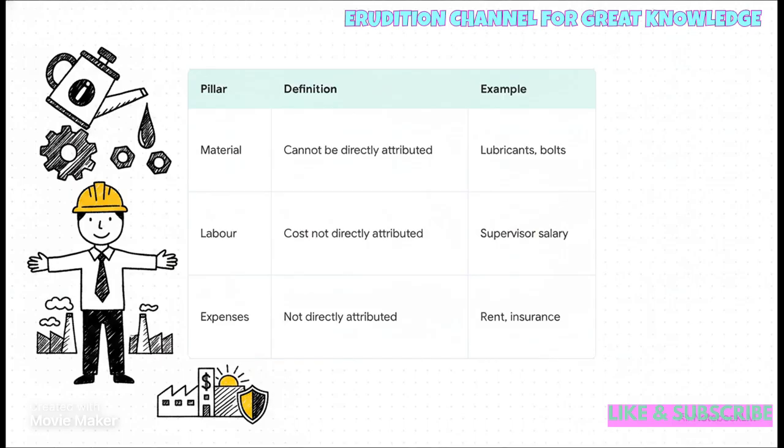For example, you can't trace the exact drops of machine lubricant to a specific widget, so that's your indirect material. A supervisor oversees the whole factory floor, so their salary is indirect labor. And factory rent? Well, that benefits the entire operation, making it an indirect expense.